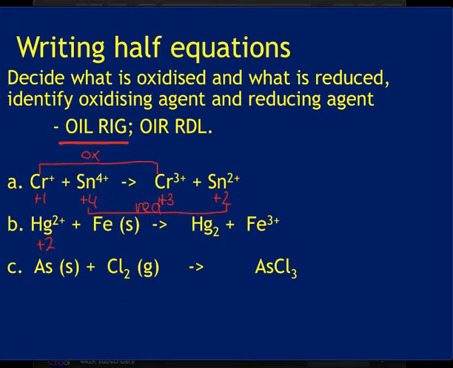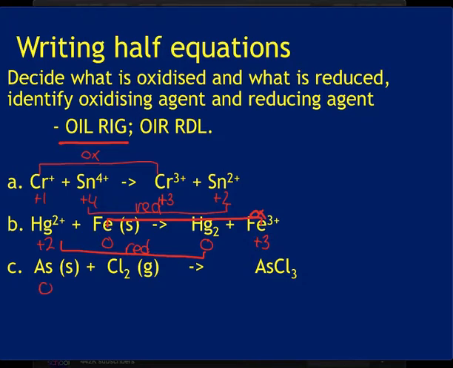Here it is a plus 2. This is an element. It has no charge. It's a 0. This is also an element. It is 0. This is plus 3. So in this one, it is iron that is oxidized, and mercury is the thing that is reduced because it is a decrease in oxidation number.